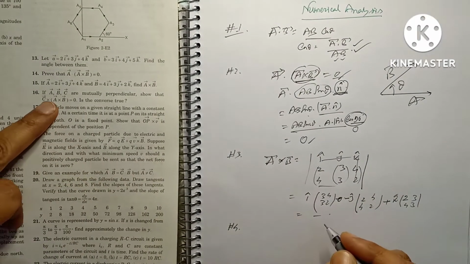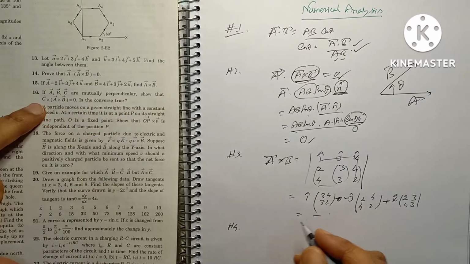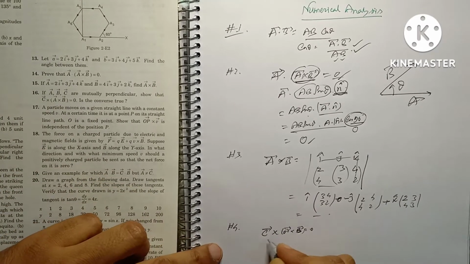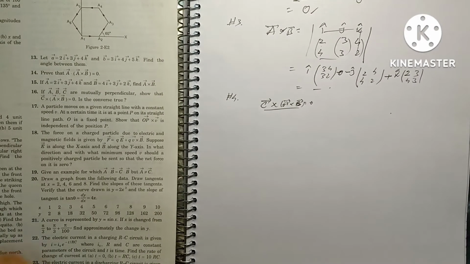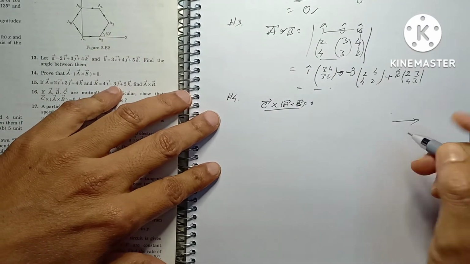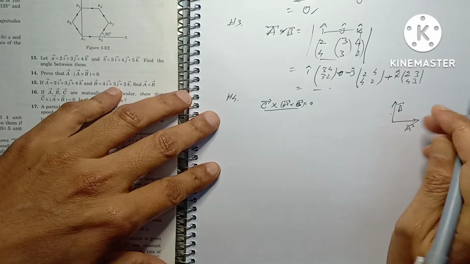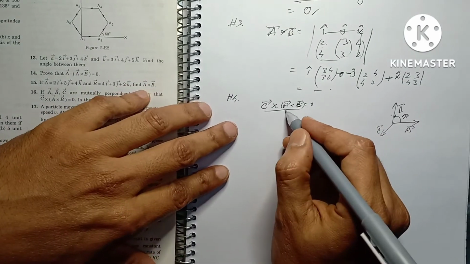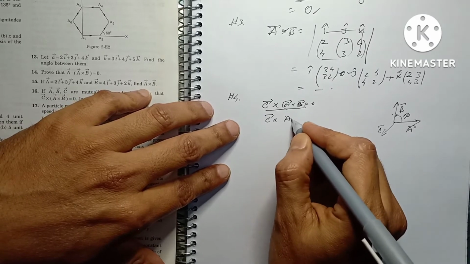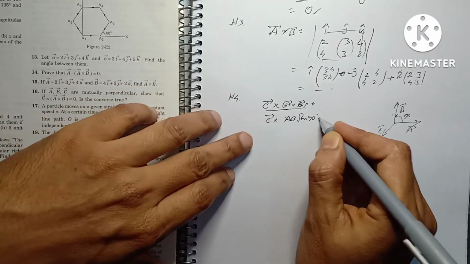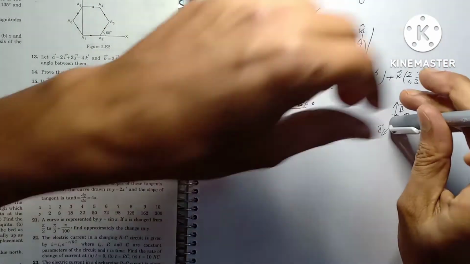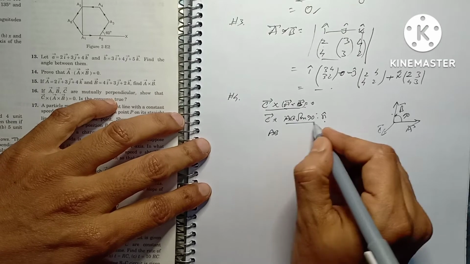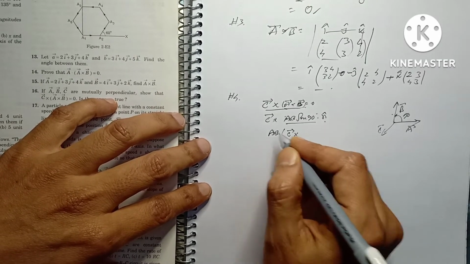Now the fourth problem. If A, B, C are mutually perpendicular, show that C vector cross A vector cross B vector equals 0. They are mutually perpendicular, so suppose x, y, z axes, with C perpendicular to A and B. The angle between A, B and B, C is 90 degrees. So A cross B is A B sin 90 degrees into n cap, where n cap is the unit vector perpendicular to both A and B, which is along the C direction.